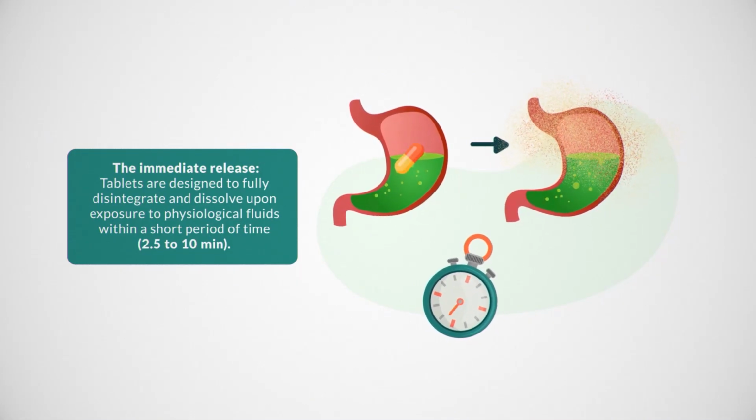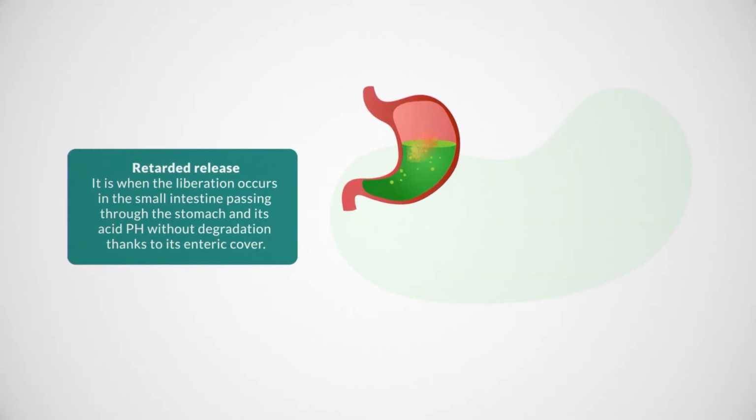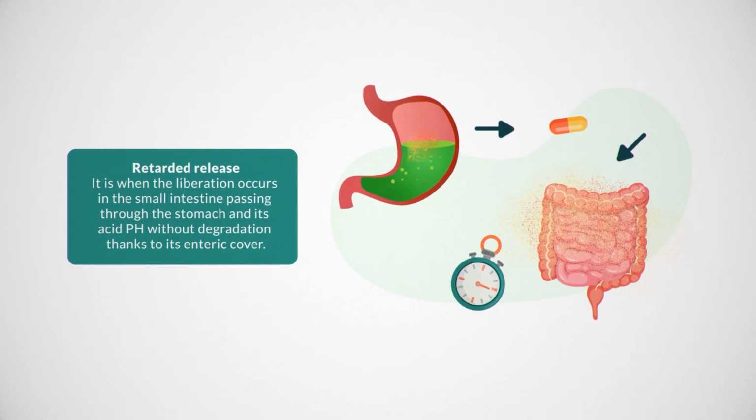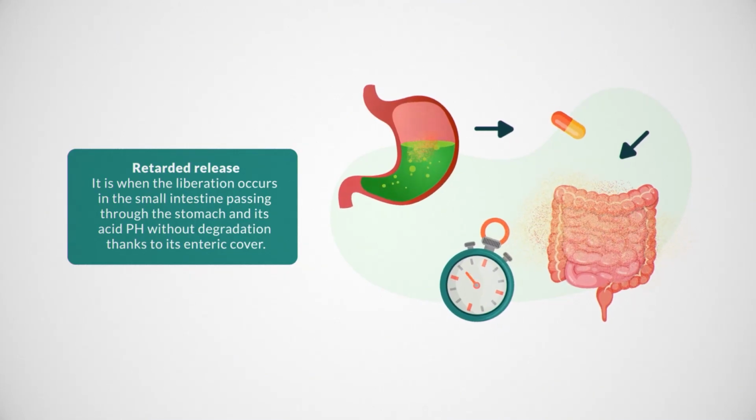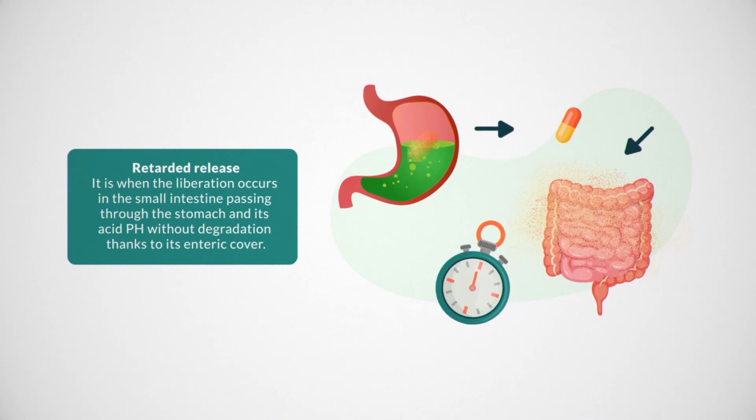poorly soluble drug substances. On the other hand, modified-release tablets can be retarded release, where the liberation occurs in the small intestine, passing through the stomach and its acid pH without degradation thanks to its enteric cover. It is used in active principles that are degraded in the stomach and need to be protected.